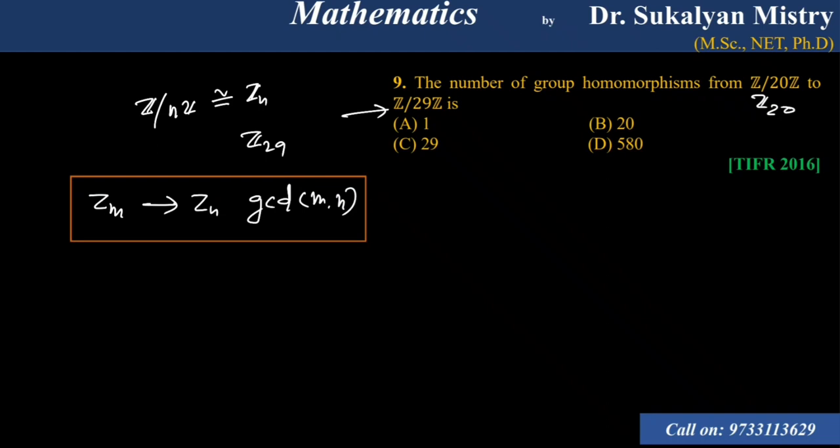The number of group homomorphisms from Zm to Zn is the GCD of m and n. So the number of group homomorphisms from Z20 to Z29 is the GCD of 20 and 29. So that will be 1. So option A is correct. Okay, so next example.